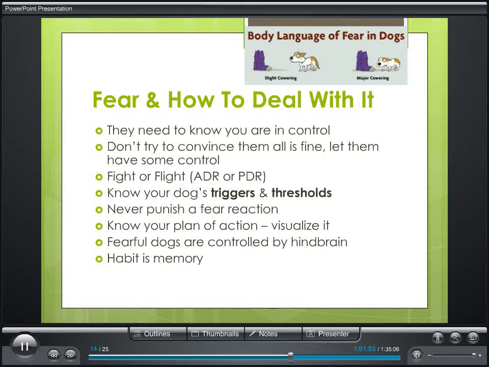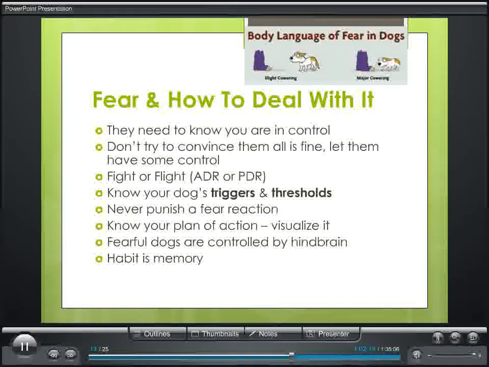Oh, there's nothing frightening about this spider. He won't bite you. Just hold him in your hand. It's going to be fine. It usually doesn't work in order to get us to do that. So it doesn't work with dogs either. We want to let them have a little control. If they want to hide behind the chair, let them hide behind the chair.